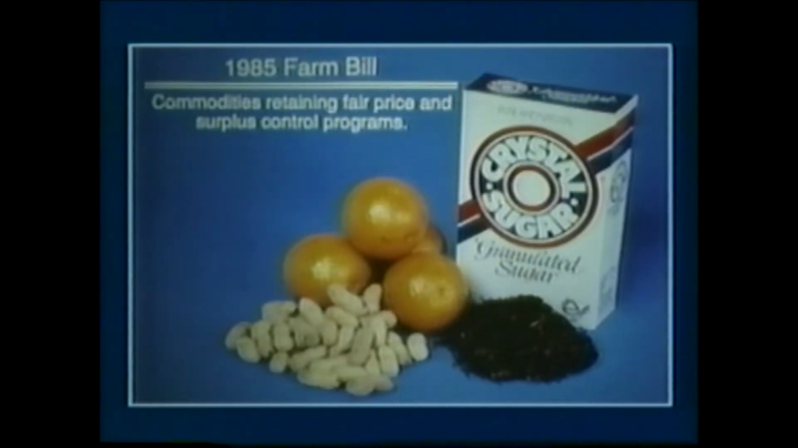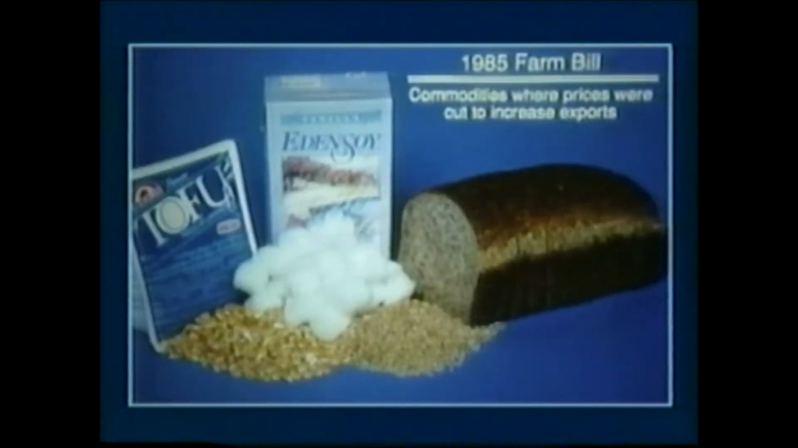In 1985, Congress adopted a new farm bill which incorporated elements of both of these points of view. For some crops, cost of production prices and supply management programs were passed into law. For other crops, such as corn, wheat, rice, cotton, and soybeans, the opposite approach was adopted. The 1985 Farm Bill cut prices dramatically in hopes that this would increase exports.